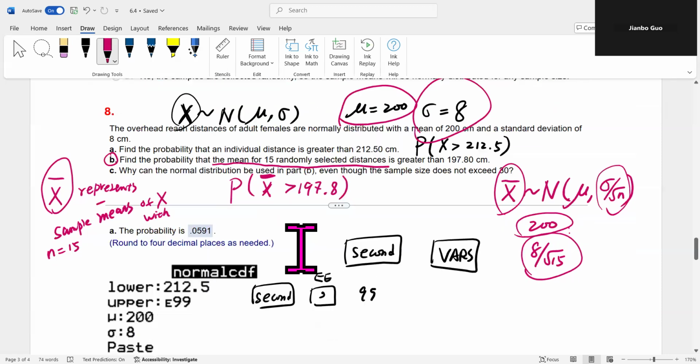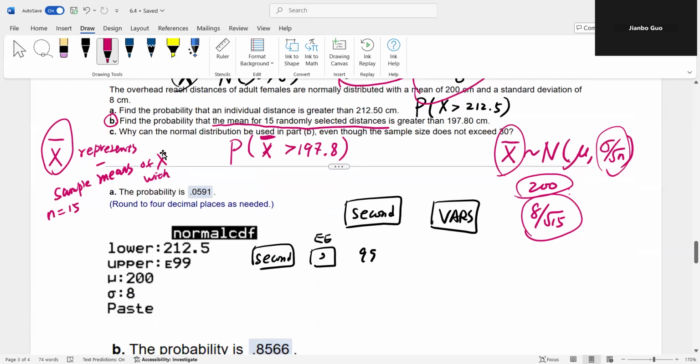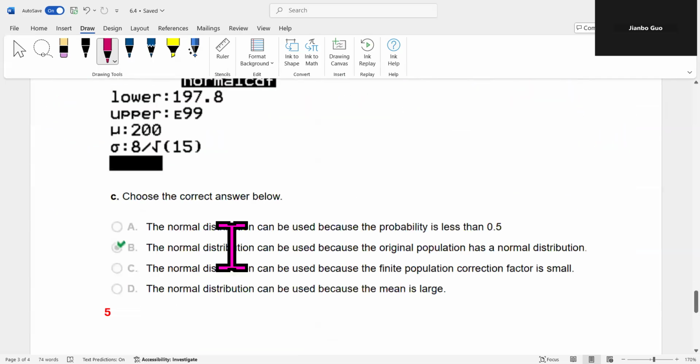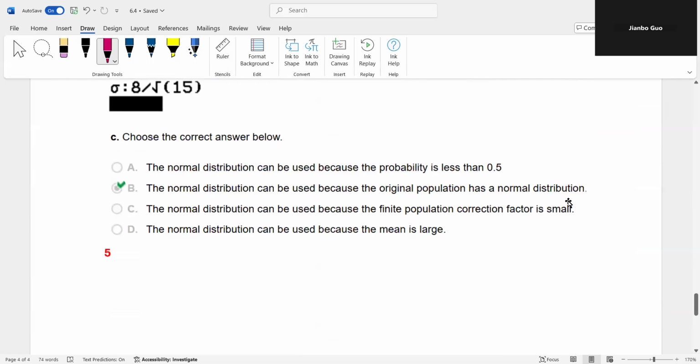Part C asks, why can the normal distribution be used in Part B, even though the sample size does not exceed 30? The sample size is not bigger than 30, it's only 15. However, the original population is normally distributed. And the requirement for applying the central limit theorem is still met. The requirement says either the population is normally distributed or the sample size is bigger than 30. And one of them is met, right?